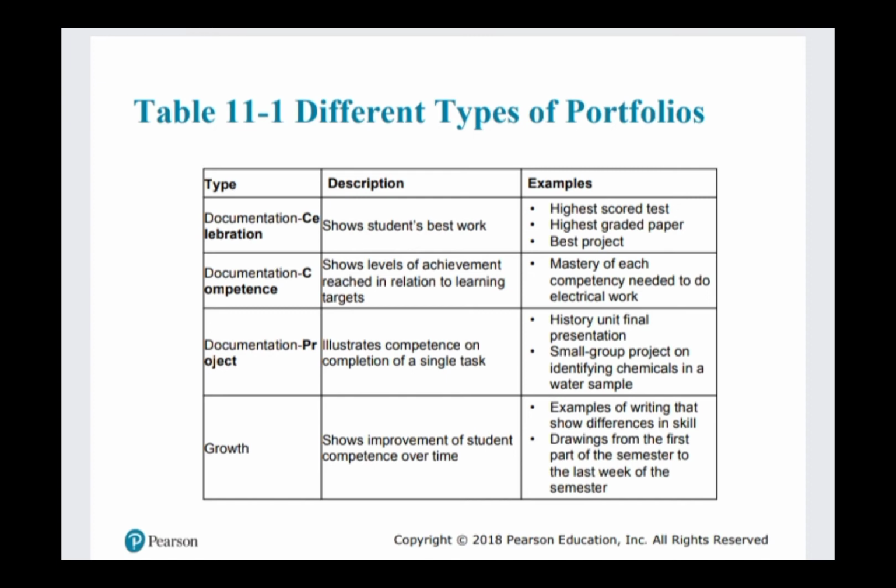So the first is celebration. Description: shows students' best work. The examples are highest scored test, highest graded paper, best project. Second, competence. Shows levels of achievement reached in relation to learning targets. Example is mastery of each competency needed to do electrical work. Third, project. Description: illustrates competence and completion of a single task. Examples are history unit final presentation and small group project on identifying chemicals in a water sample.